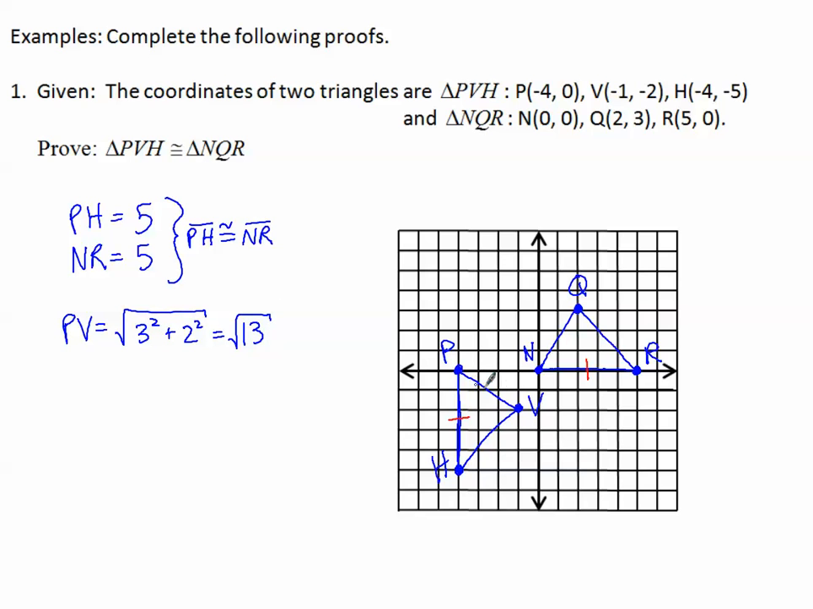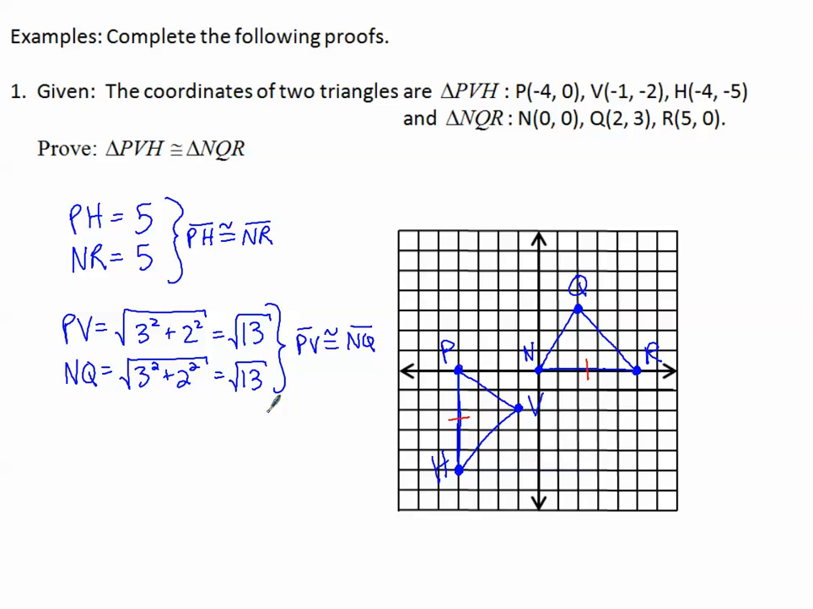What side looks like it might be the same or congruent in the other triangle? Did you pick this one? Well, let's count. 1, 2, 3 blocks in one direction, 2 blocks in the other direction. That's looking promising. NQ. 3 squared plus 2 squared, and yep, it computes to the same thing, square root of 13. So these, PV and NQ, are congruent segments also because they have the same length.